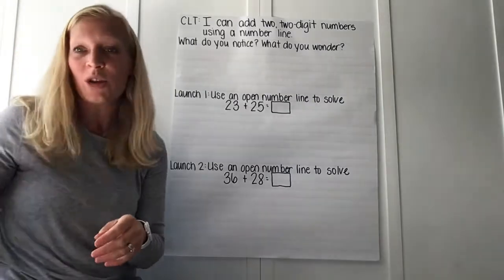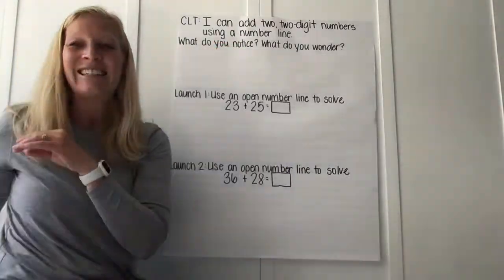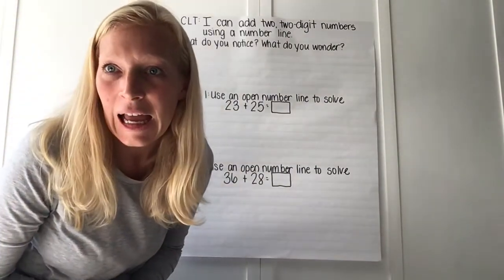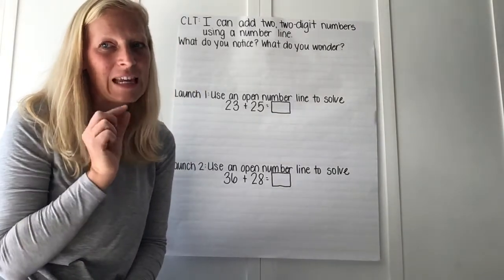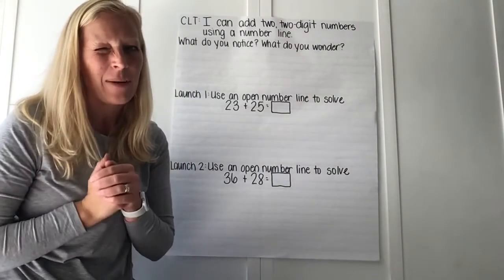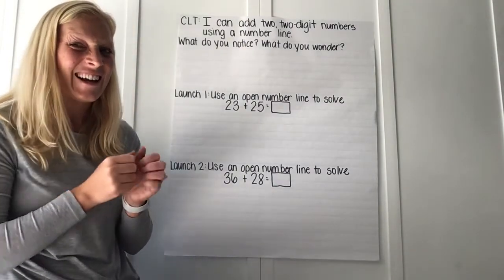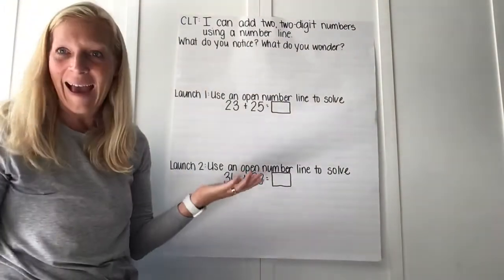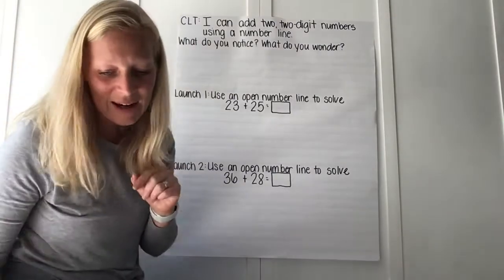Yesterday, we used our base 10 models to solve. Today, we are using a number line. But first, we're going to take a little sneak peek at some number lines and think about them a little bit deeper. Let's go ahead and get our targets ready, and then we're going to dive right in. I can add two-digit numbers using a number line.